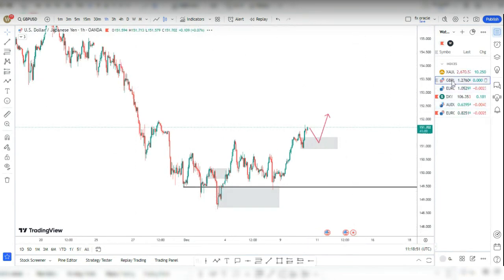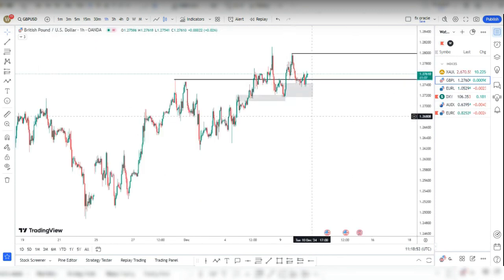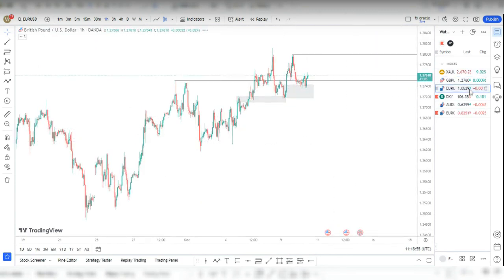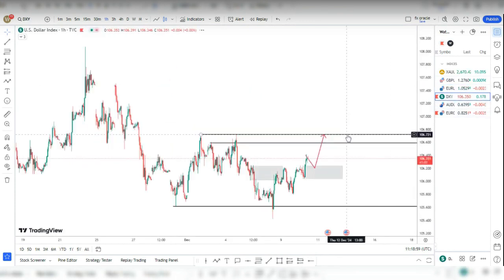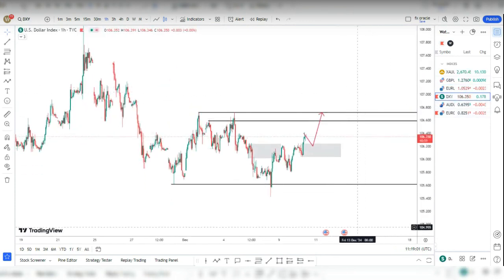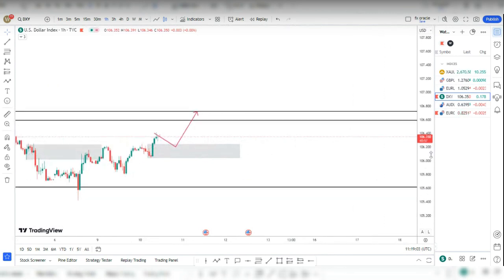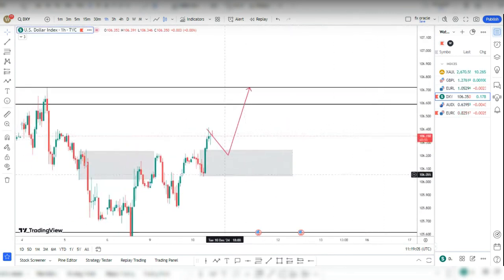So we all wait and see what the GU, EU, and dollar index are going to do. But for now, let's just watch price and see if you're going to have a pullback on the dollar index, then you're expecting more buys from here to this point.